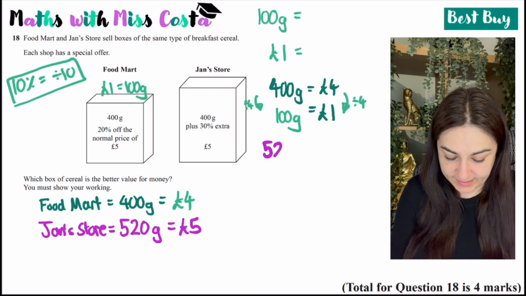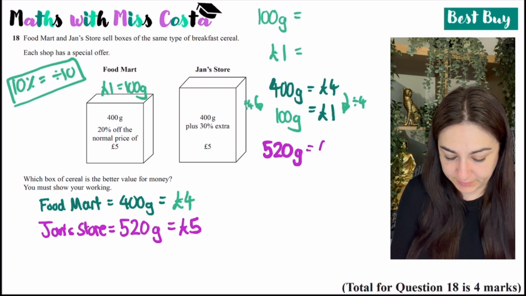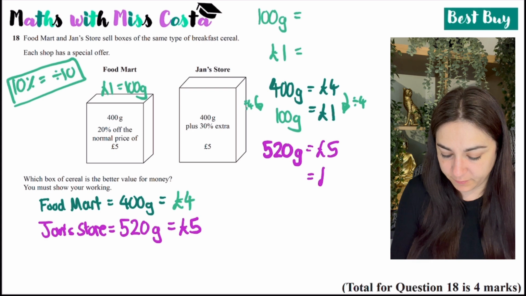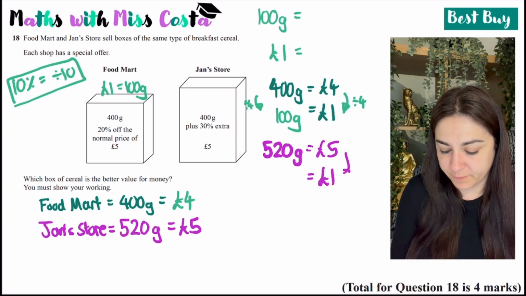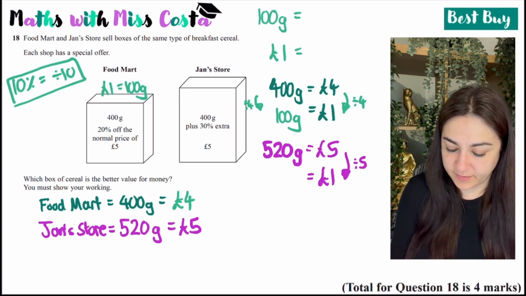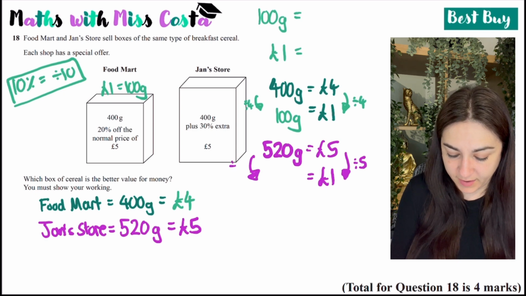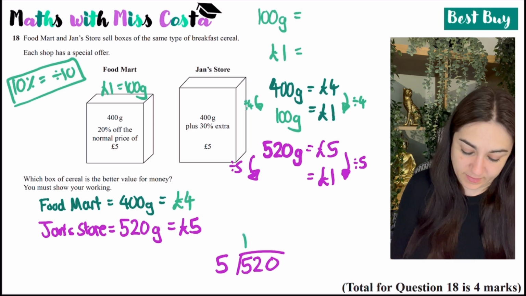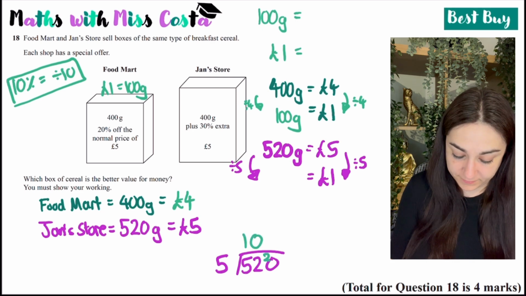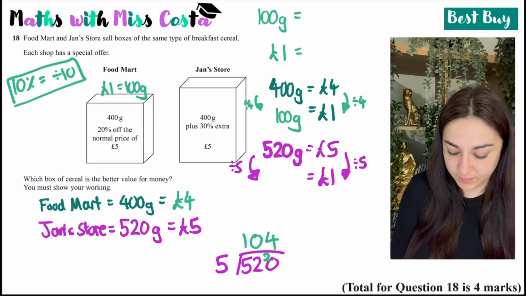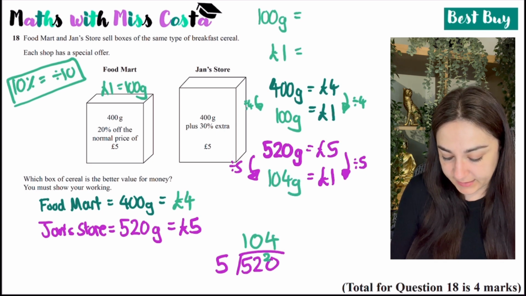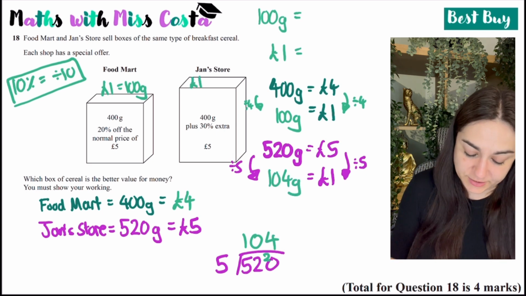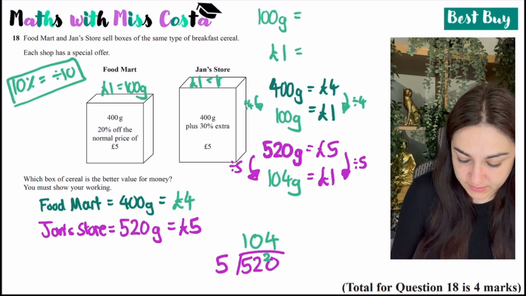So I want to do the same for Jan's store. So I know that 500 grams costs £5, and I want to know what I could get for £1. So what have I done to get from 5 to 1? I'm dividing by 5, so I'm going to need to divide 520 by 5 as well. So 520 divided by 5: 5s into 5 go once, 5s into 2 don't go, so I carry the 2, 5s into 20 go 4. So I know that at Jan's store, £1 is going to get me 104 grams.